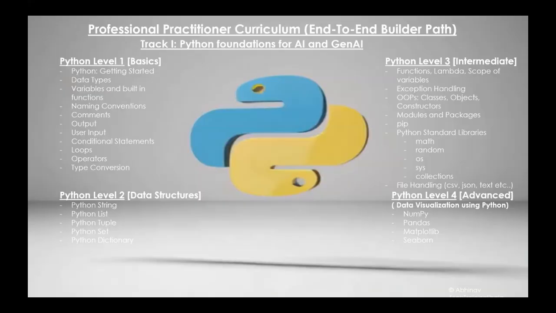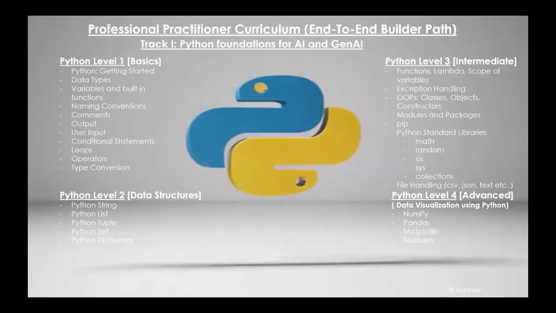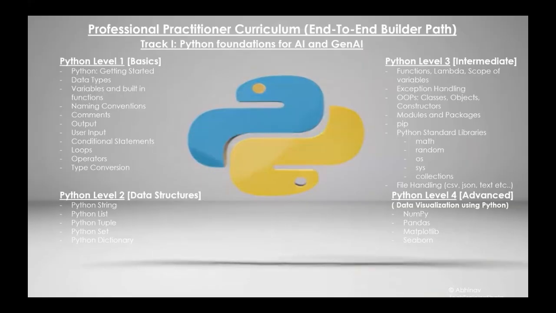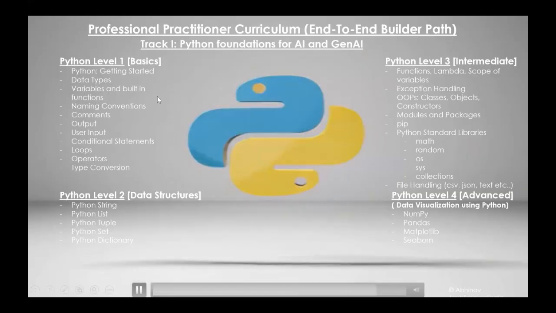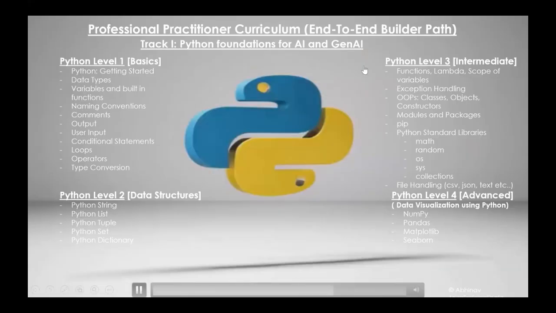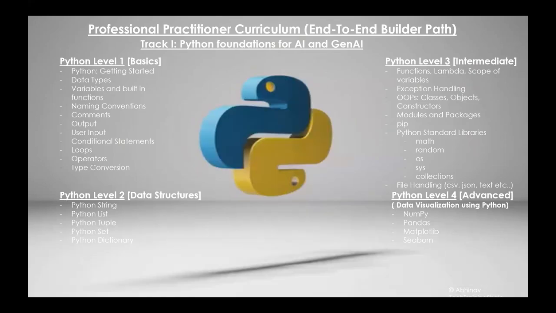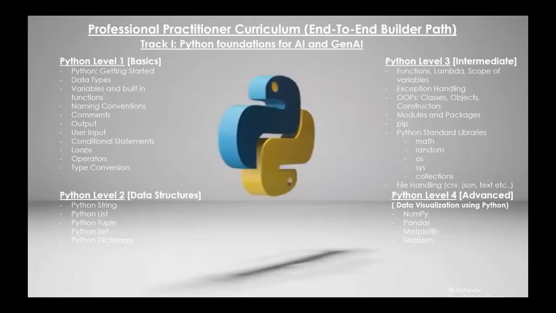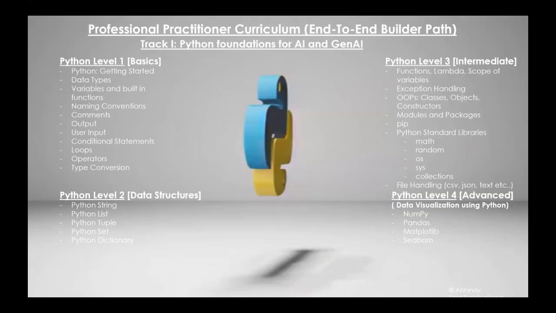Now, this is what I shared in my last lecture, right? How the Python journey will look when we move forward in this particular course. So Python is divided into four parts. First one is Python level 1, which is basic Python. Second is Python level 2, which is data structures in Python. Third is Python level 3, which is intermediate Python. And then Python level 4. Now we are starting with Python level 1, which is basics.